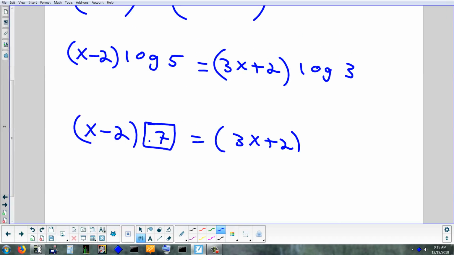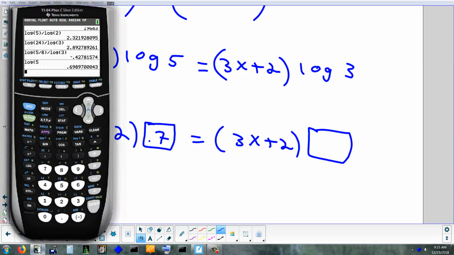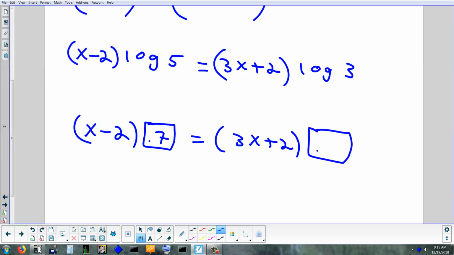And then what you have here is 3x plus 2 times something else. It's times what? It's times the log of 3. That's about, let's just say 0.5. Okay, again, I'm not going to keep it like that because that'll mess up my accuracy. That's what you basically have right there.